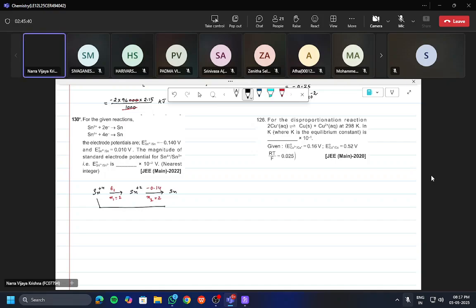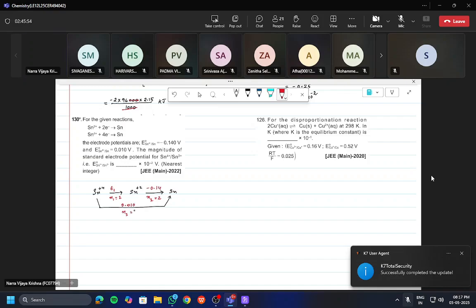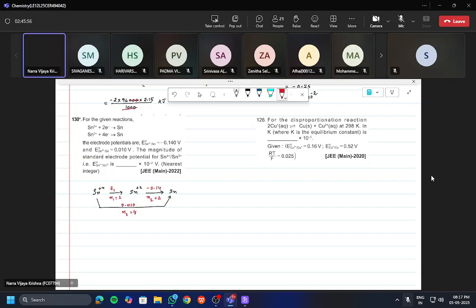Same type of question we solved in class. For +4 to 0, what is the EMF given? 0.010. And what is N3? 4. What is the formula I told you? E3 equals (N1 E1 plus N2 E2) upon N3. So what is E3?